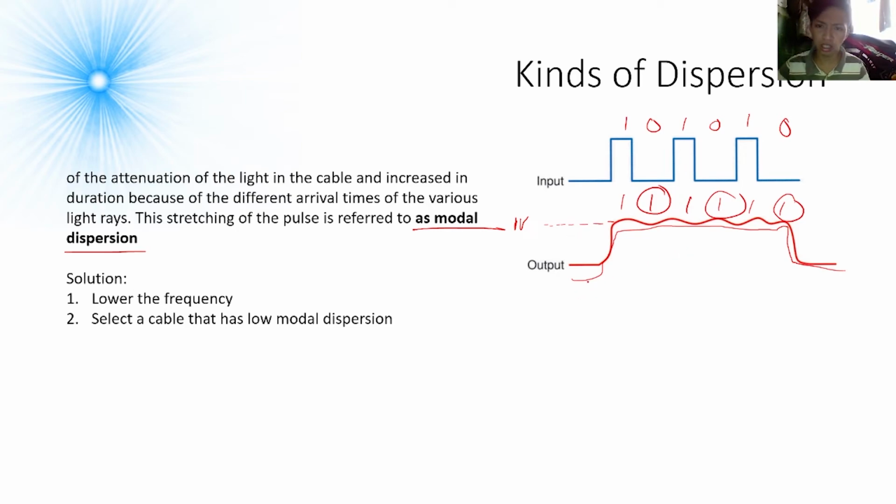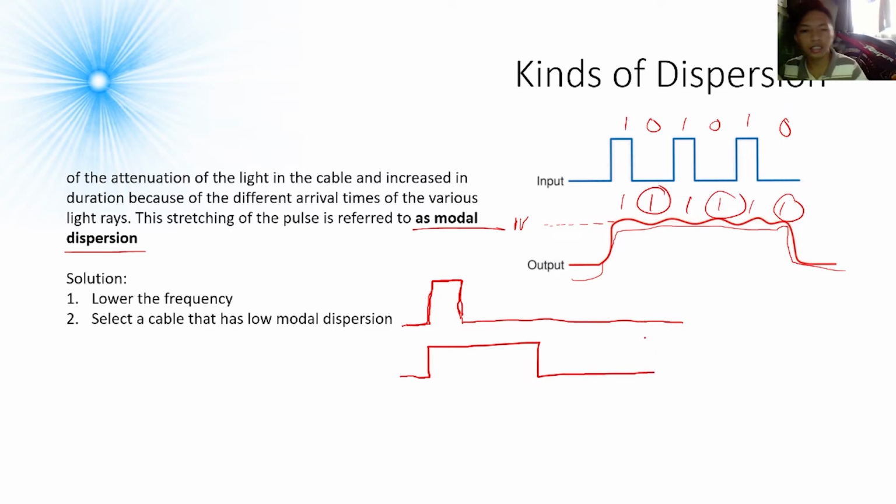The first one is to lower the frequency. Why? Because if we have only 2, we have to use this one. If we lower the frequency, we lessen the data transfer. So if you have this as an input, the output, considering the dispersion, would be this one.